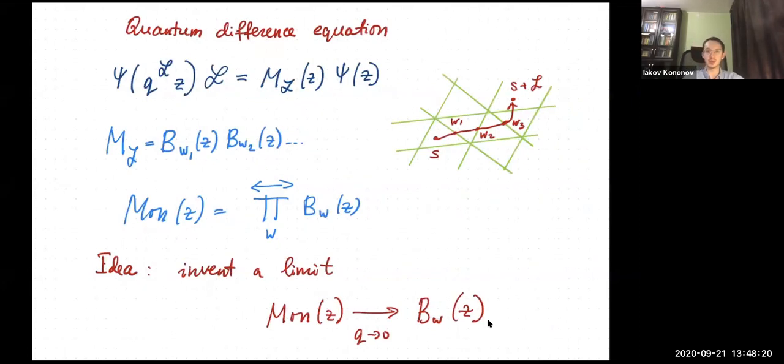And let's now talk about quantum difference equations. So the vortex function satisfies a certain q-difference equation, and let psi be its fundamental solution. And then psi of qz times the operator of the classical multiplication by a bundle L is equal to M_L of z, some operator.